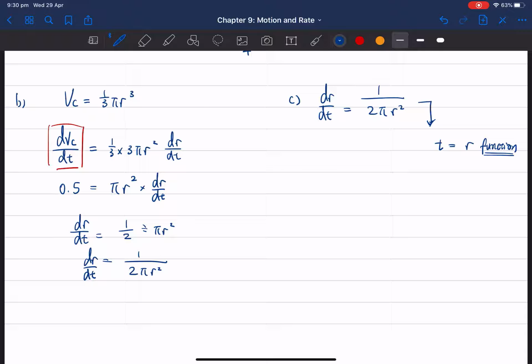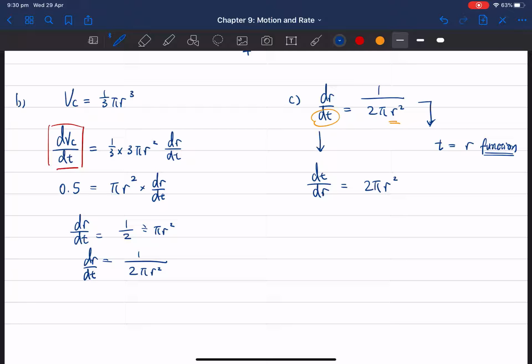Alright? But before we do that, if you pay attention to the denominator, the variable is t, but on the right hand side the variable is r. You can't really integrate like this. So what we need to do is change the order. We need to take the reciprocal of both sides. That's dt over dr, so that becomes 2 pi r squared.